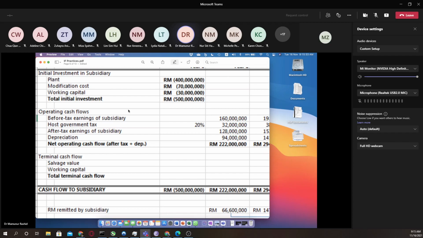Let me do the calculation and see how it goes. So 470 million total multiplied by 20% is 94 million. You see the depreciation cost is 94.